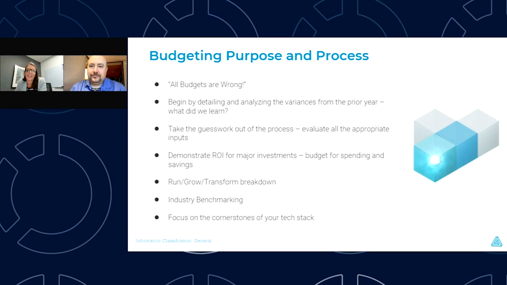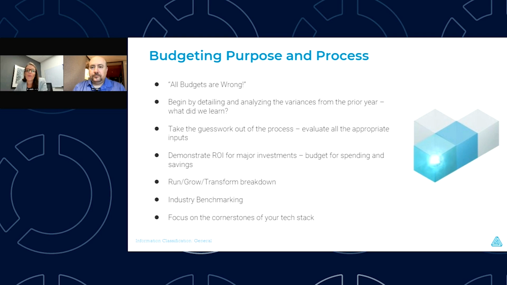So I've got some high-level advice and suggestions here on better understanding the purpose and the process, and trying to get to that budget plan that will make the CFO happy. One of the things I do is I always start with detailing and analyzing the prior year, and especially what were the variances from the prior year, what can we learn from that, and how do we carry that forward into planning for the next year.